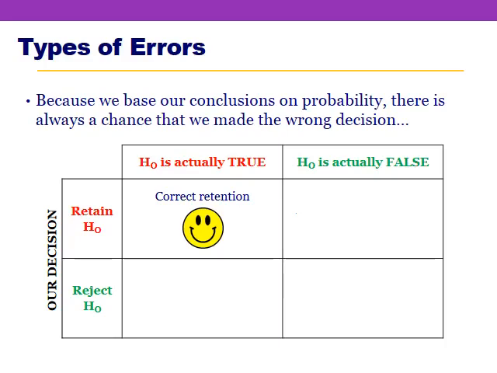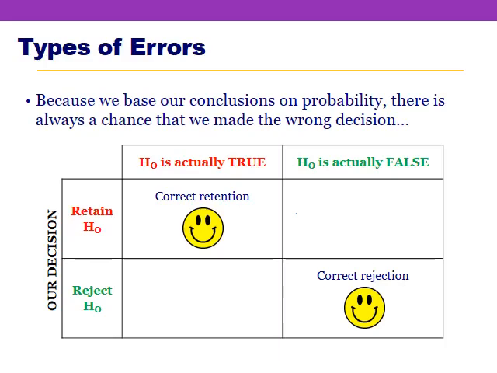If, however, we decide that there is a relationship, that the null hypothesis is false, and it turns out the null hypothesis actually was false, we again made a correct decision, right? We said, I think there is a difference or a relationship, and in fact, there was. We would call that a correct rejection.